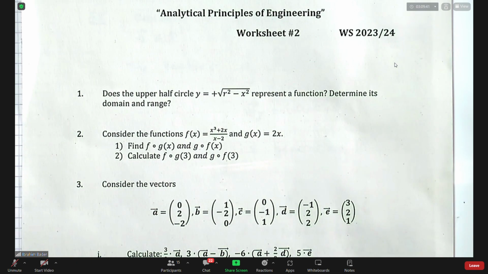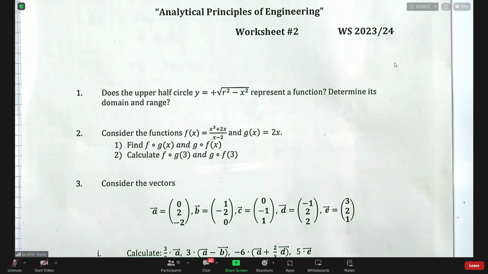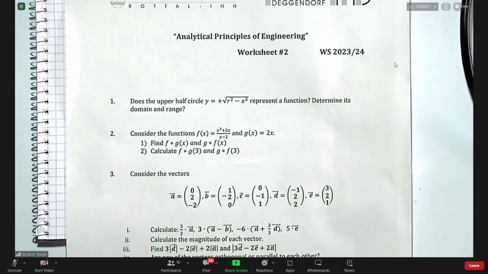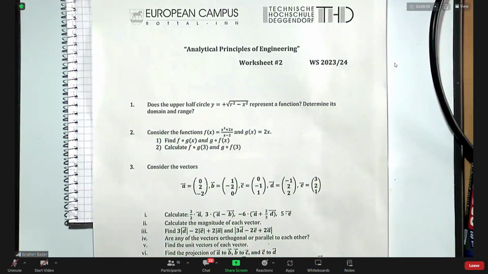So guys online, we are going to have a look at the worksheet number 2. As I mentioned, the topics we covered up to this part here, maybe zoom it out a little bit. Okay, up to here.